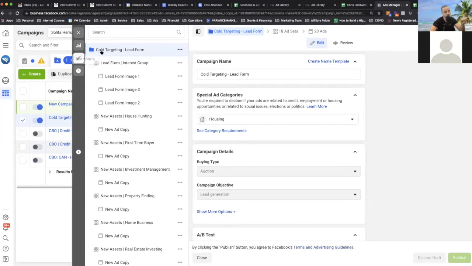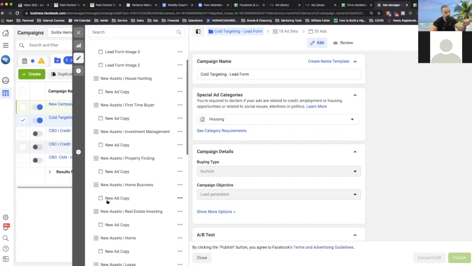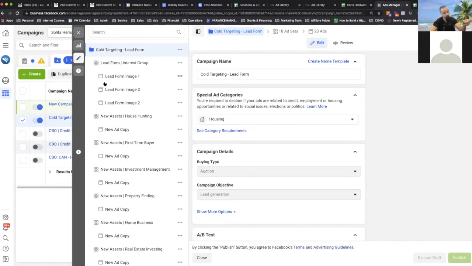So here's the point. This is the campaign up top. You see that in the folder? That's the campaign. This is an ad set, the little 4 blocks there, that's an ad set. This one here is also an ad set. This one here is also an ad set, ad set, ad set. You see that? And then inside each ad set, you have different ads.